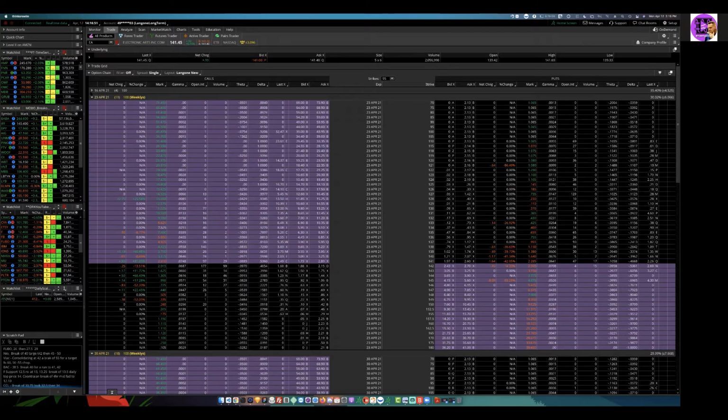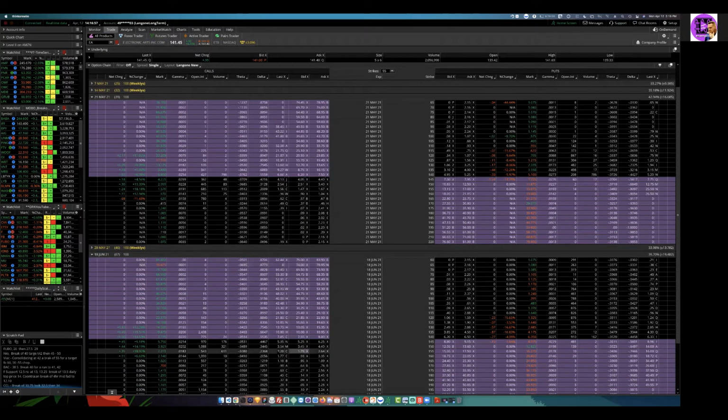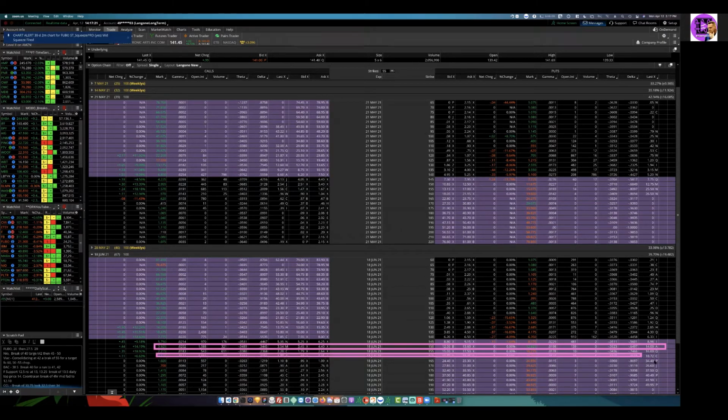Try to find some liquid options here. Not really seeing a lot. There we go. We head out to the 18th June, 140, 150's got the most open interest, which leads me to believe that 150 or the 160s, right? We've got a $20 market maker move, 39% IV. There's some good money to be made there.